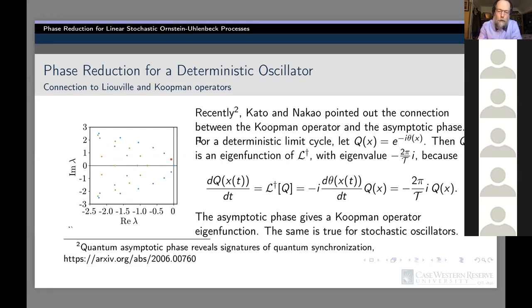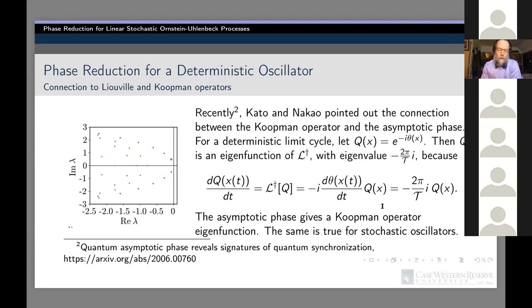But let me point out, just for the deterministic case, which is not the one that they talk about, but it sort of fits together. If I've got the asymptotic phase function theta of x, and I take e to the minus i theta, now I've constructed a complex valued function, which is an eigenfunction of the Koopman operator. Because if I ask for how does that function change in time, which is what the Koopman operator gives me for the deterministic system, I just can use the chain rule and I see it evolves as i times negative 2 pi over T. So the eigenvalue is the frequency times i. And the same situation will unfold for the stochastic case.